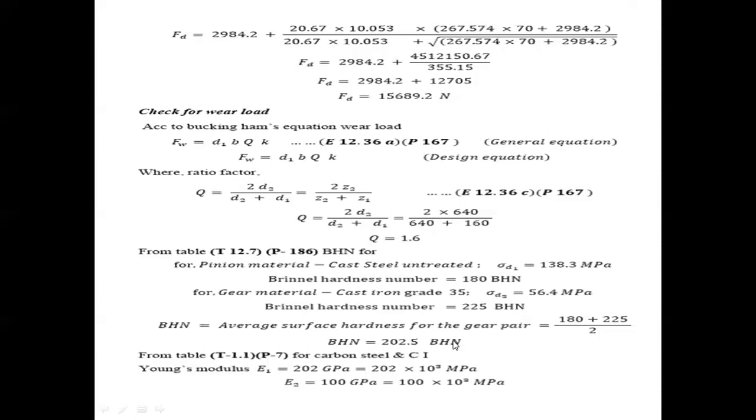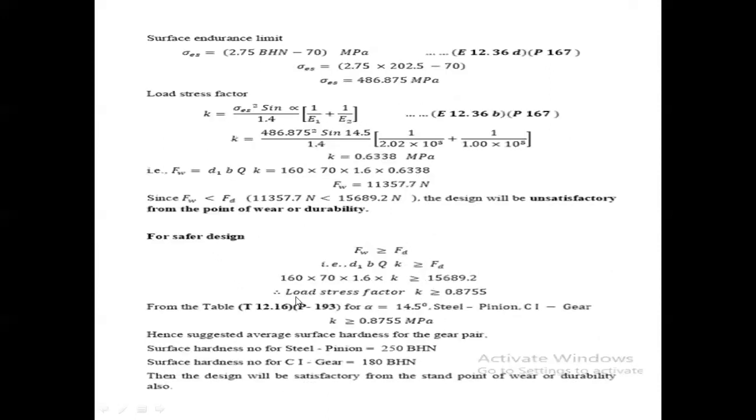Next, for the given type of material, we can get the Young's modulus from table 1.1, page number 7. For cast steel it is 202 gigapascal, and for cast iron, 100 gigapascal. These are the Young's modulus values for the materials. Next is the surface endurance limit, equation 12.36d. By substituting the Brinell hardness number, the endurance stress is 486.875 megapascal.